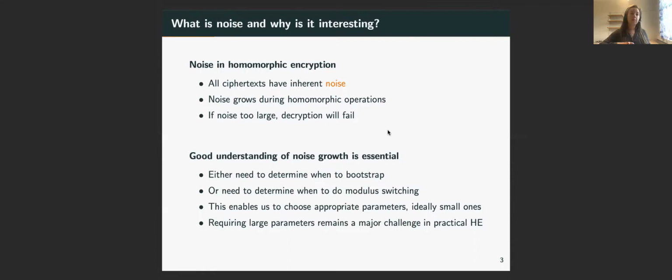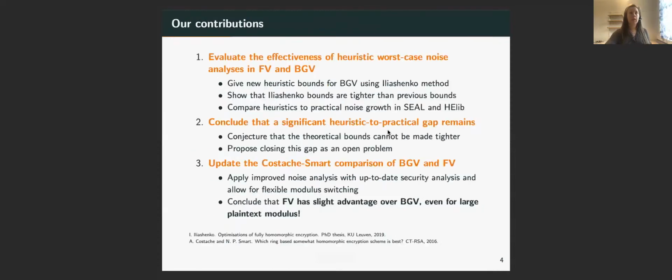And this is especially important because requiring large parameters remains one of the major challenges in practical HE, meaning in HE implementations. And so this is the issue that we focus on in this paper. So we have three main contributions.